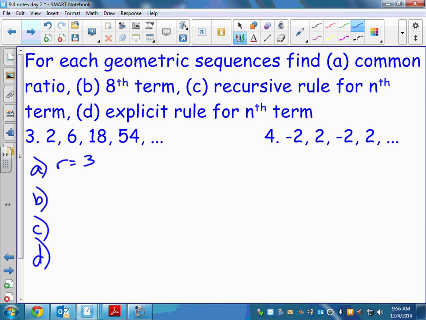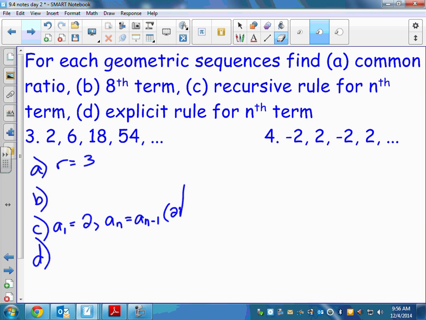So the recursive rule says I need to say the first term is 2, and then every term after that, so a sub n, is just going to be a sub n minus 1 times that common ratio, which is 3, for n greater than or equal to 2. So I'm going to take the one before it and multiply by 3.